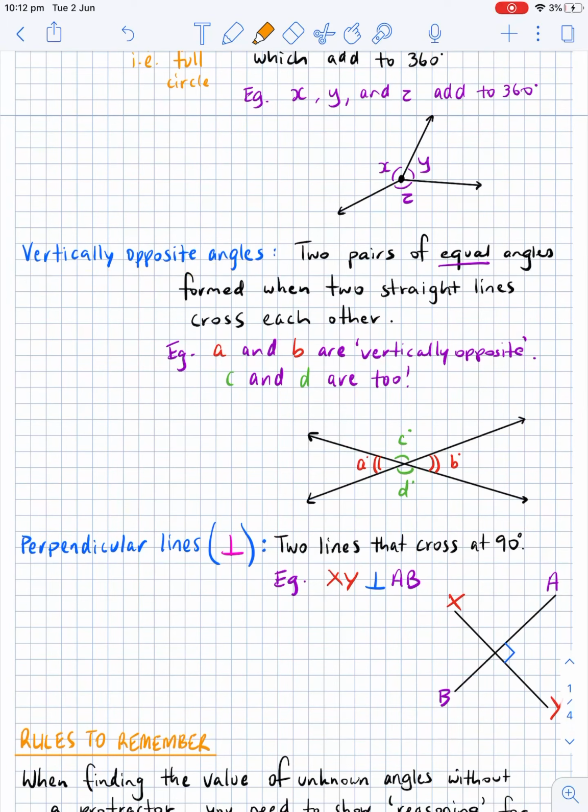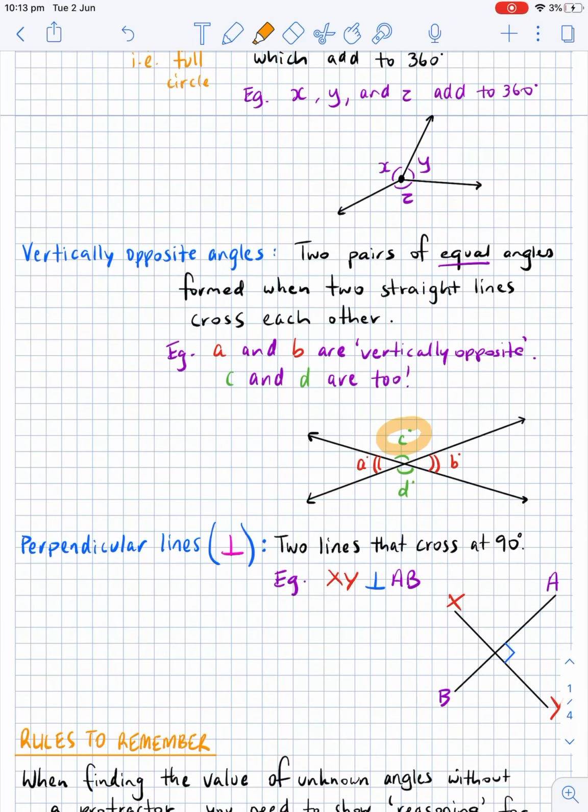Vertically opposite angles are two pairs of equal angles formed when two straight lines cross each other. You can see here in this diagram, you've got two lines that cross each other, and they make two pairs. So a pair here, that's one pair. C and D are equal angles, and you've got another pair here with A and B. They're also equal angles. So we call these angles vertically opposite. A and B are vertically opposite, as you can see here, and C and D are too.